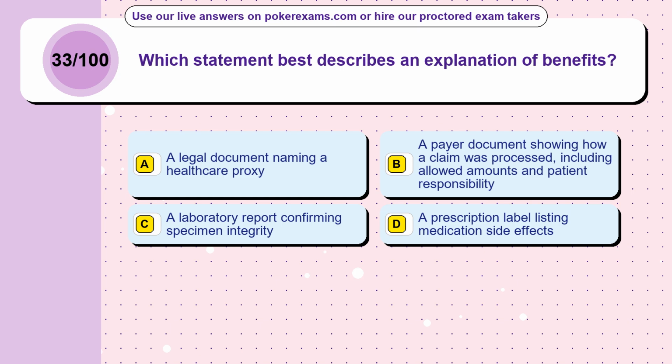Option A. A legal document naming a healthcare proxy. Option B. A payer document showing how a claim was processed, including allowed amounts and patient responsibility. Option C. A laboratory report confirming specimen integrity. Option D. A prescription label listing medication side effects.